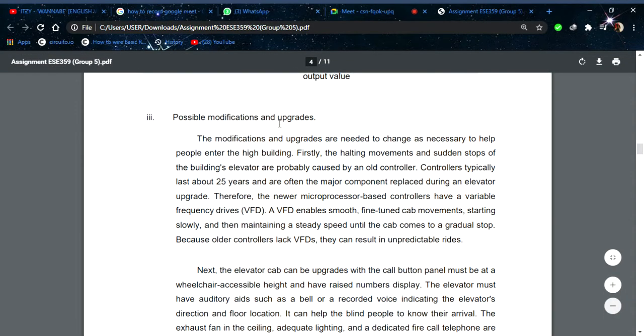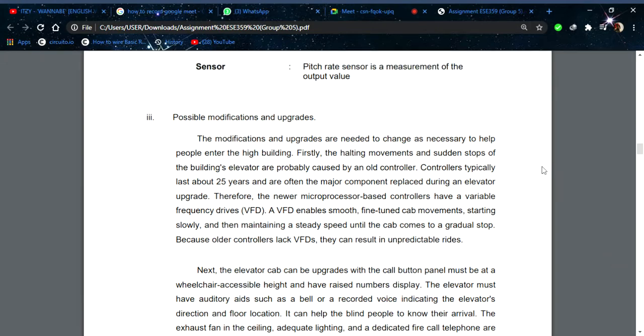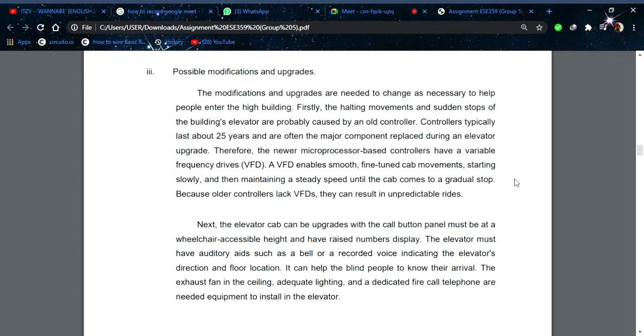Last for this question 1 is possible modification and upgrades. The modifications and upgrades are needed to change as necessary to help people enter the high building. Firstly, the jerky movement and sudden stops of the building elevator are probably caused by an old controller. A controller typically lasts about 25 years and is often the major component replaced during an elevator upgrade. Therefore, a newer microprocessor-based controller, which is a variable frequency drive, VFD.